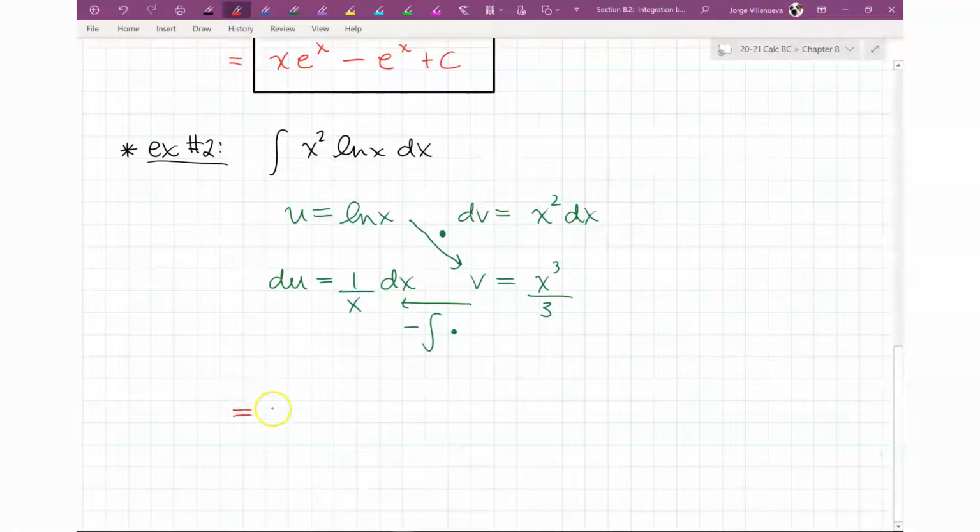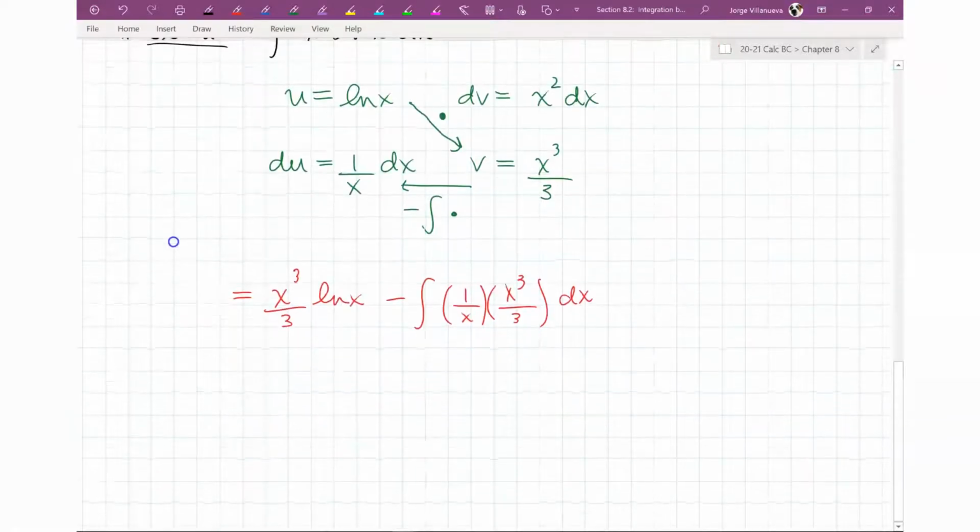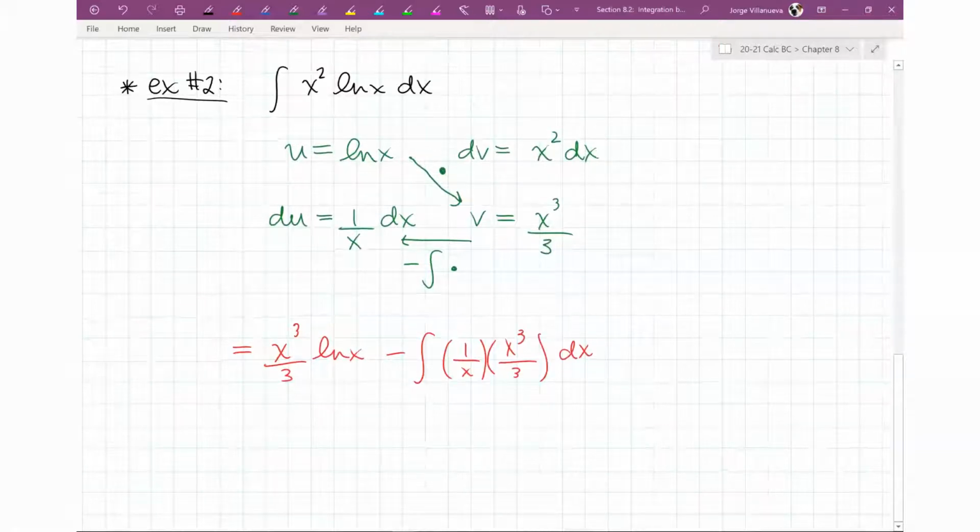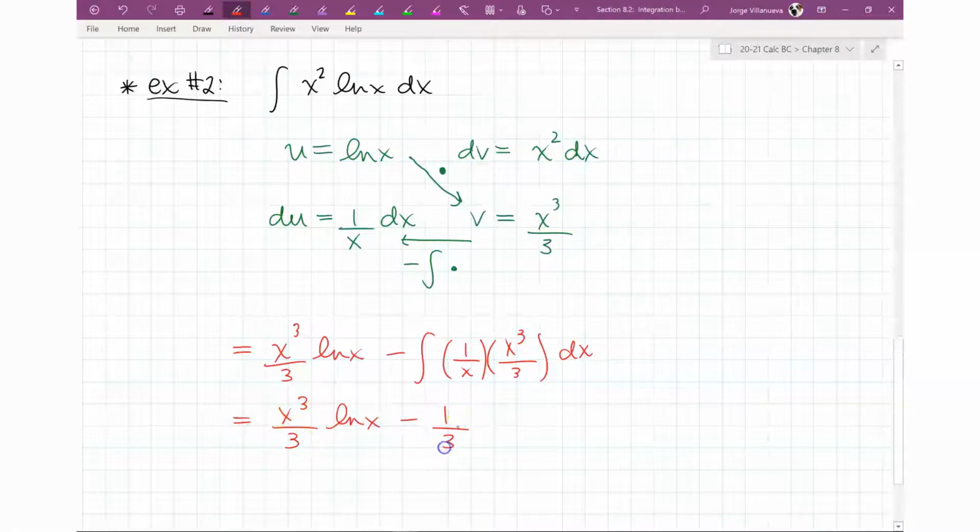The multiplication results in x cubed over 3 ln of x minus the integral of the product of these two things. That'd be 1 over x times x cubed over 3 dx. Now simplified. Normally I don't like writing that second step like that because I'm actually wasting time. You could have simplified that in your head, but let's just show the step. Later on, hopefully you guys will just leave it out. So this is minus 1/3 integral x squared dx, because x cubed divided by x becomes x squared.